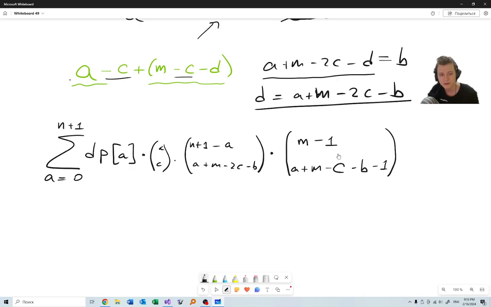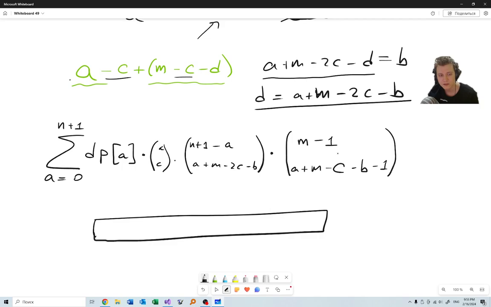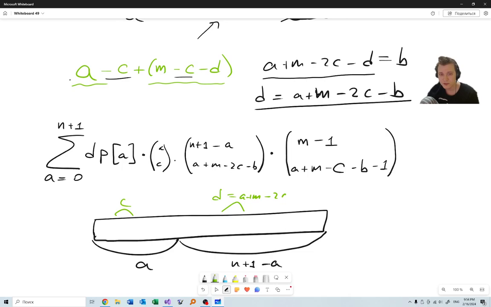So clearly it's saying that we have A points here, we have N plus 1 minus A points here, we chose C here, we chose D here, and actually D is equal to A plus M minus 2C minus B.